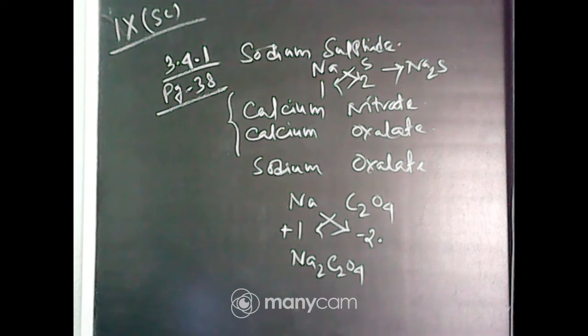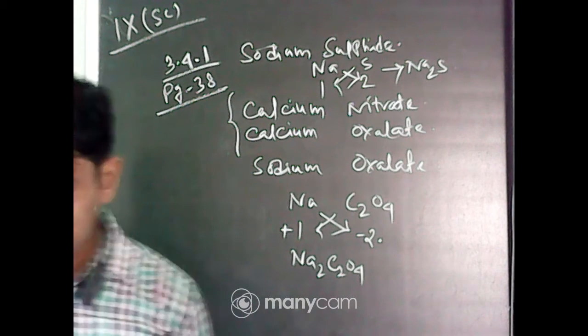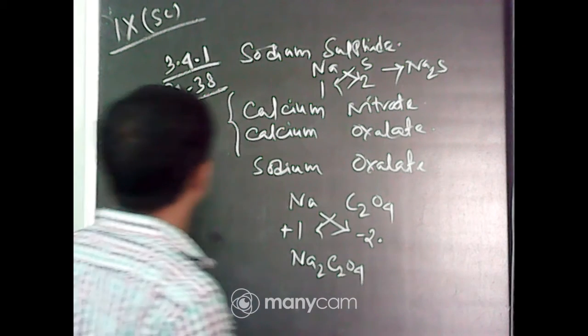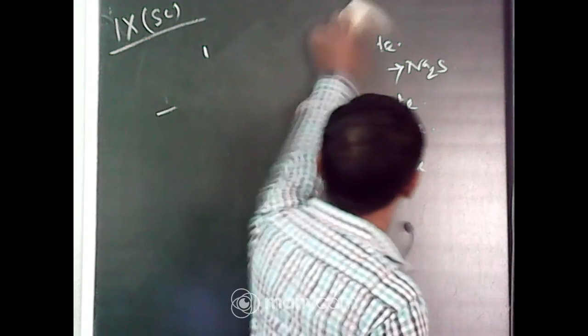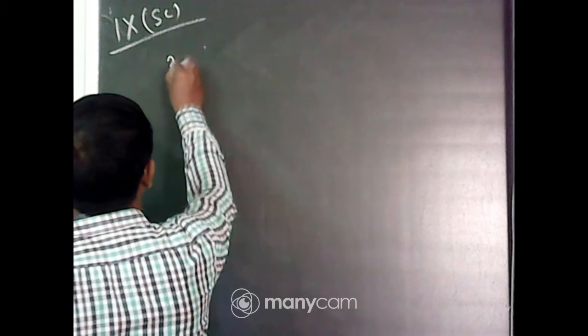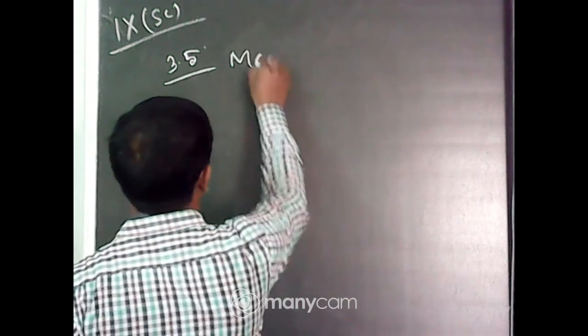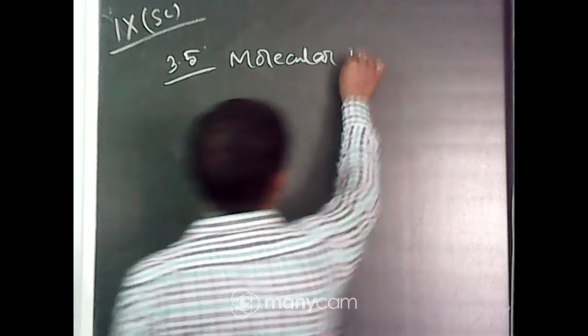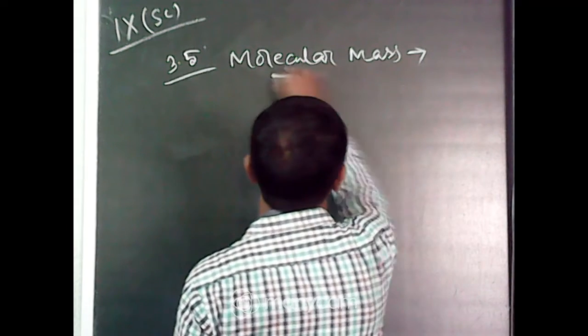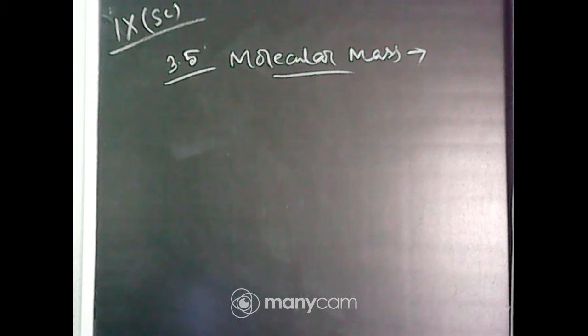Okay, now I am moving to the next part, that is unit 3.5. This unit tells about molecular mass. First of all, we have to know the definition of molecular mass. What is molecular mass? Molecular mass is the summation of all the atomic masses in the molecule.